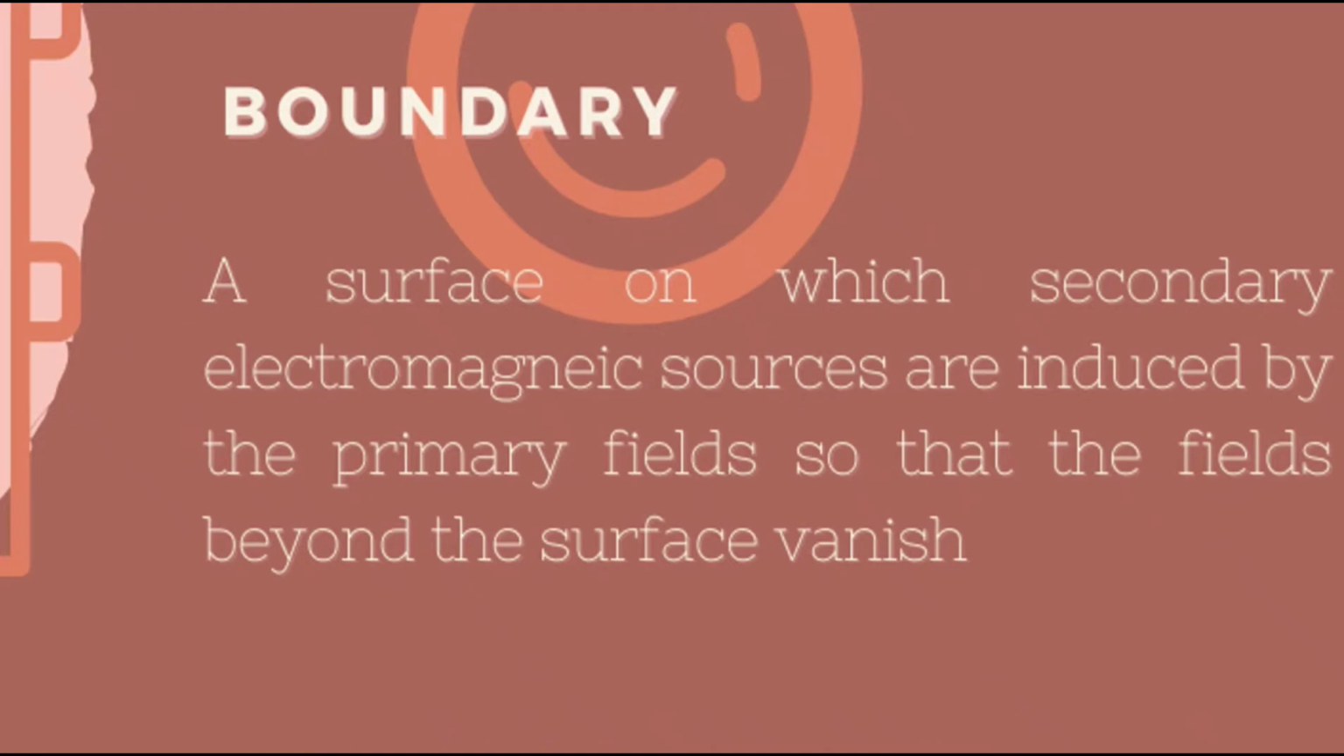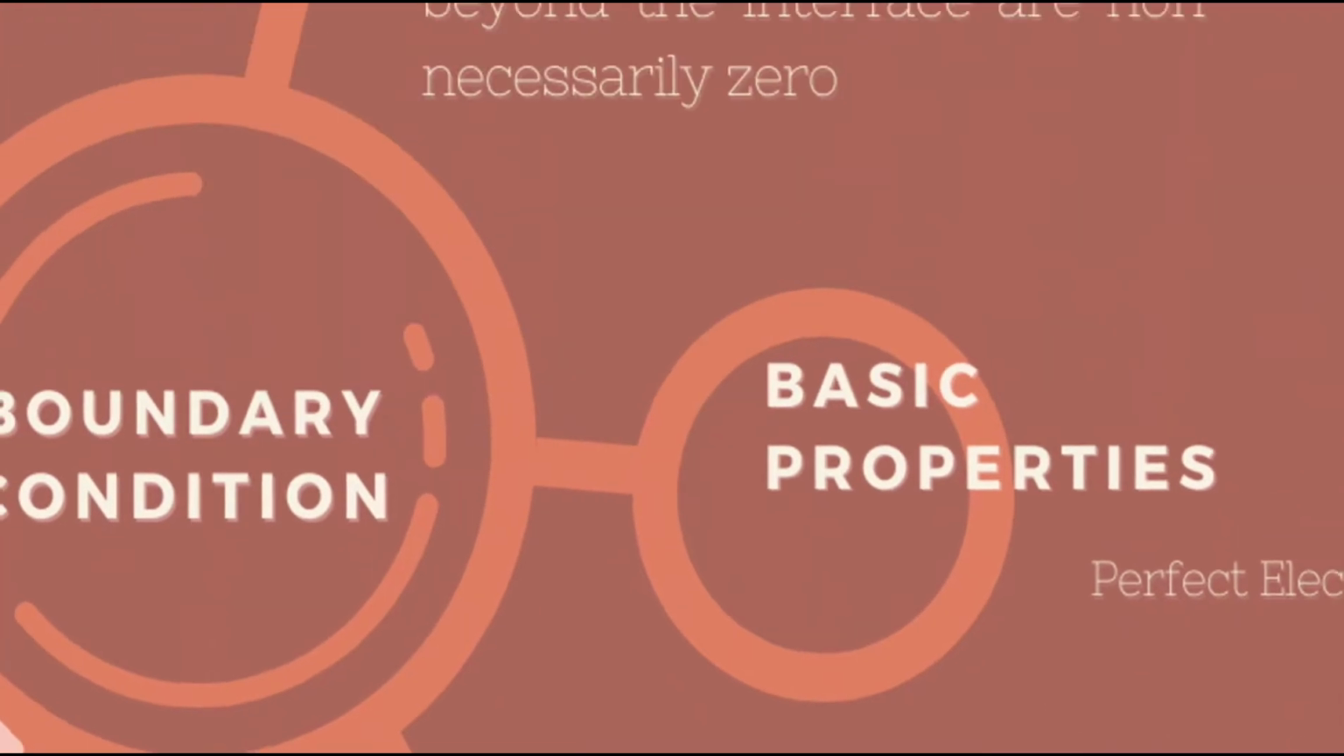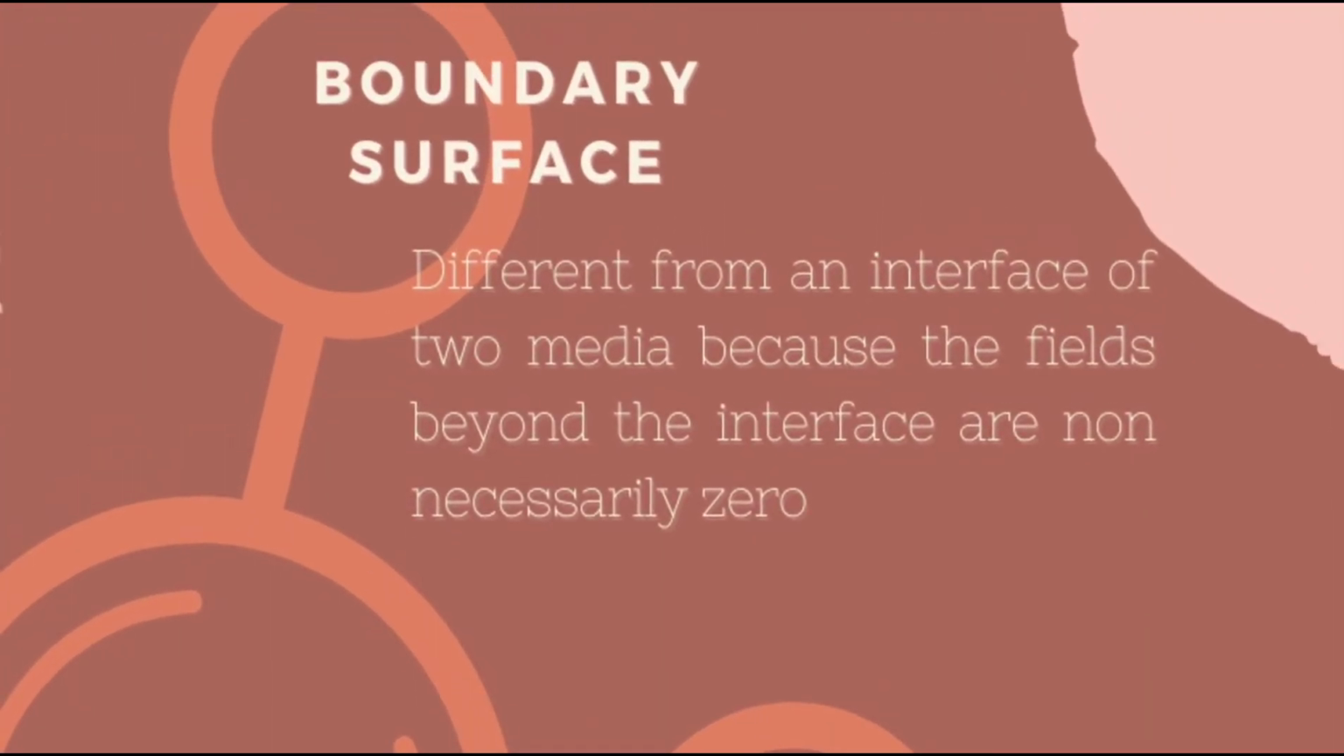Definition of boundary is a surface on which secondary electromagnetic sources are induced by the primary field so that the field beyond the surface vanishes. While boundary surface is different from an interface of two media because the field beyond the interface are not necessarily zero.